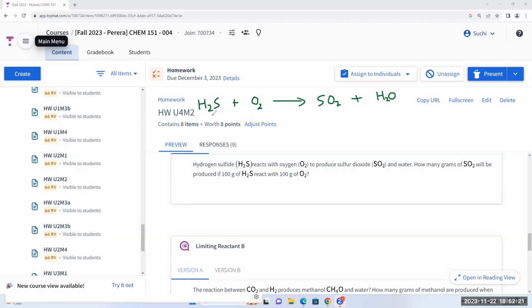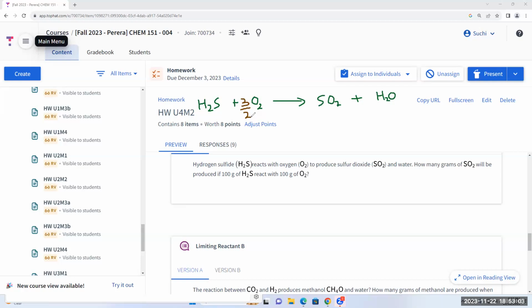So hydrogen, we have 2 on the reactant side and 2 on the product side. I'm not going to touch it. Sulfur, we have 1 on the reactant side, 1 on the product side. I'm not going to touch that either. Oxygen, I have 2 on the reactant side, but 3 on the product side. So we have a problem there. I want to have 3 oxygen atoms on the reactant side as well. So I'm going to multiply the number of oxygen molecules by 3, but that will give me 6 oxygen atoms. Therefore, I'm going to divide this by 2 again, so that I will have 3 oxygen atoms on the reactant side.